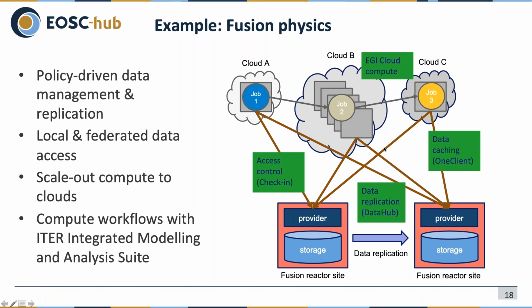In this whole setup, the fusion community is experimenting with the Check-in service, which is an access control service from EOSC, with a data replication and data caching system called Data Hub and One Client, and with EGI Cloud Compute Services to enable the processing. The ultimate goal of the community is to enable scientists to define and run compute workflows that are using simulation models from the ITER integrated modeling and analysis suite, and they would like to hide the backend complexity of distributed data and distributed compute resources from them.